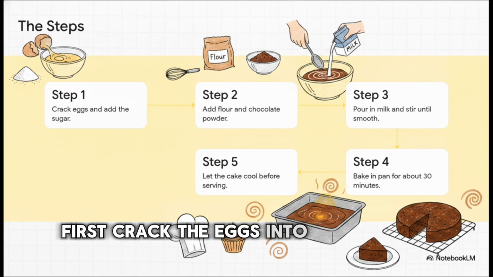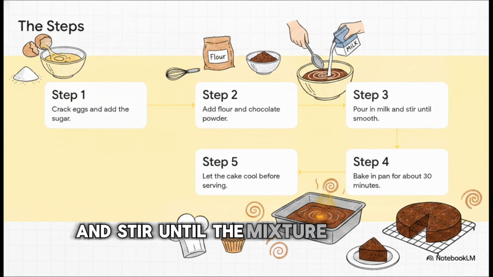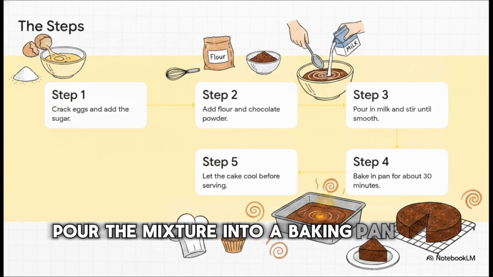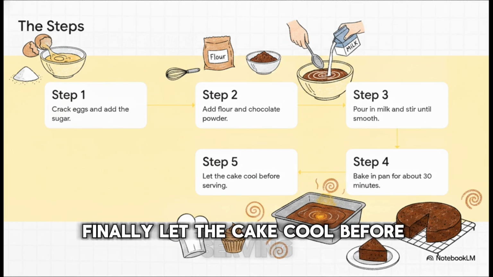First, crack the eggs into a bowl and add the sugar. Next, add the flour and chocolate powder. Then, pour in the milk and stir until the mixture becomes totally smooth. After that, pour the mixture into a baking pan and bake it for about 30 minutes. Finally, let the cake cool before serving.